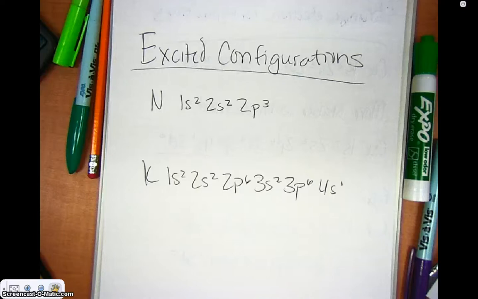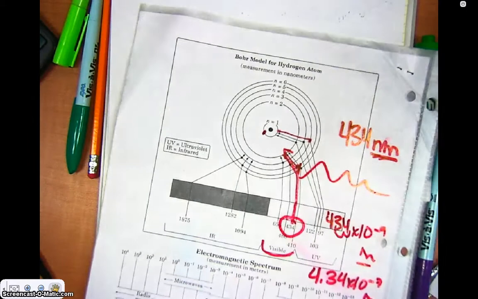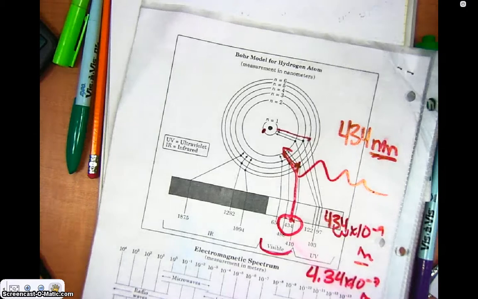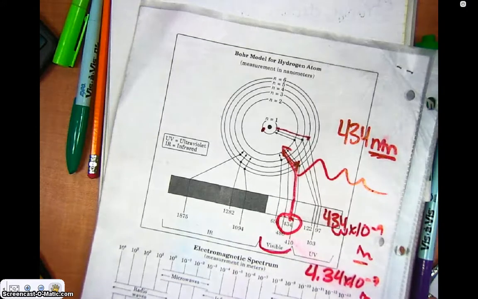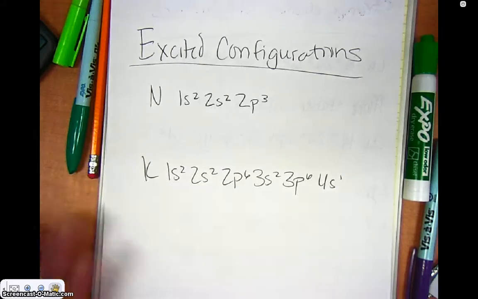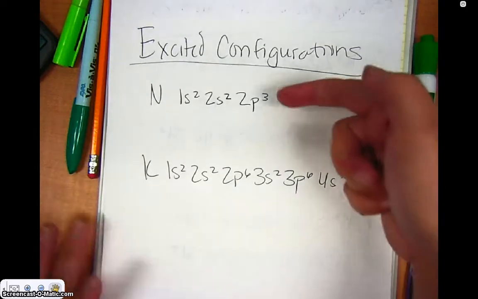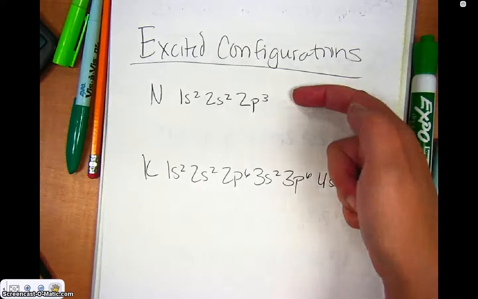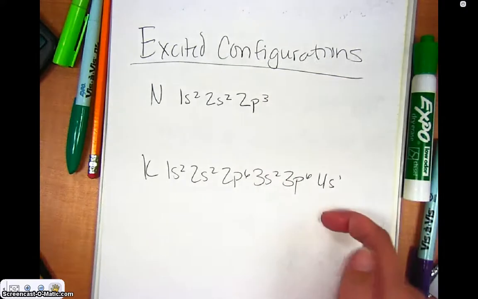Alright, so the last video for Unit 2, I'm going to just give an example of some excited electron configurations. In topic 2, we learned all about Bohr's models and the fact that when we add energy to an atom, electrons can become excited and jump to a higher energy level. So now we're going to integrate that into our electron configurations. These two right here are the ground state configuration for nitrogen and for potassium.